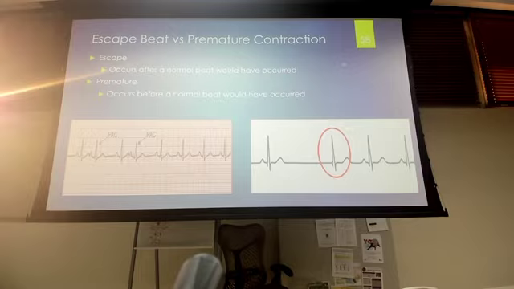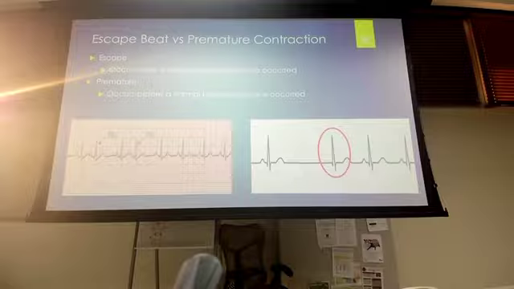If we compare an escape beat versus a premature contraction, an escape is going to occur after it normally would have. So you've got to march out those R to Rs. If your R to R is not marching out, is that next R occurring earlier, or is it occurring later? If it's occurring earlier, it's a premature contraction, and then you've got to figure out: is it premature atrial with a P wave that looks different? Is it junctional with no P wave or an inverted P wave? Or is it ventricular with that wide QRS complex?